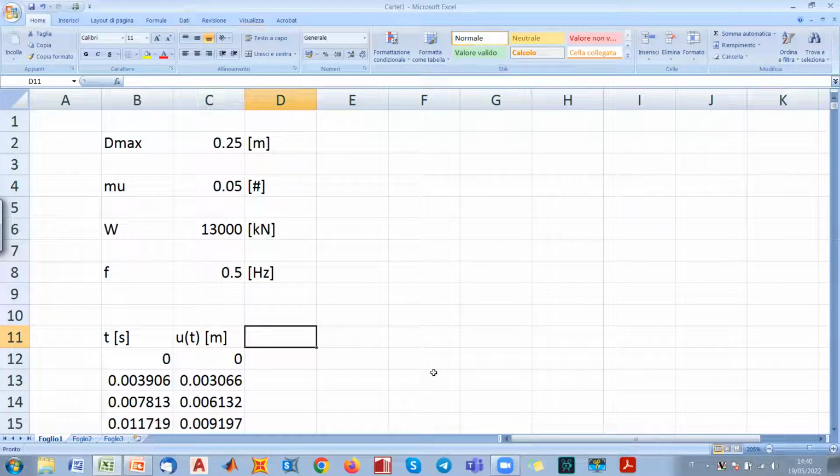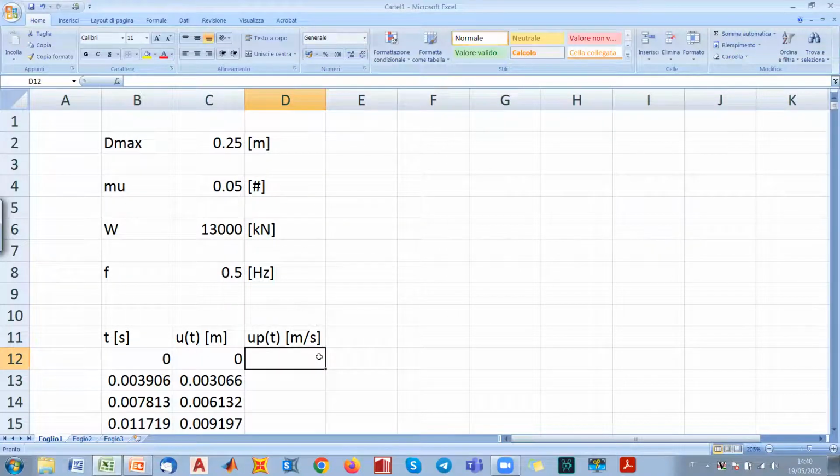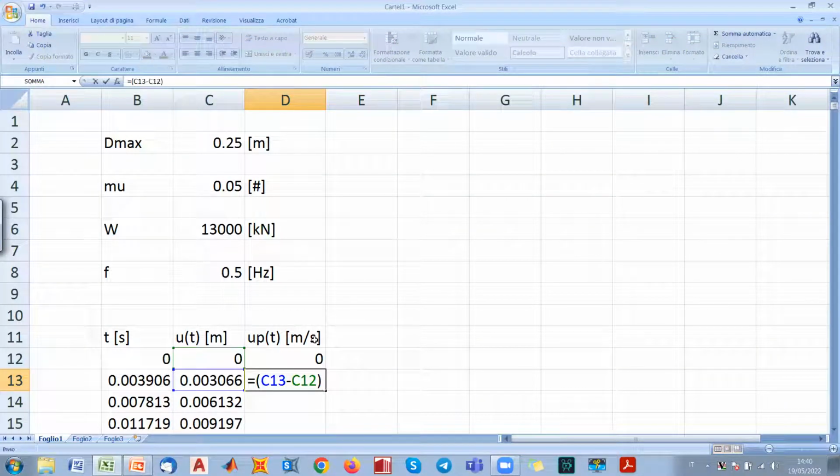So first of all, we need the definition of the velocities. So let's say U dot, which is a first derivative in terms of meter per seconds. Okay. And we start from 0 because this is an initial condition for our problem. And then we have just to apply the differential quotient, so equal to the variation of displacement divided by the variation of time.